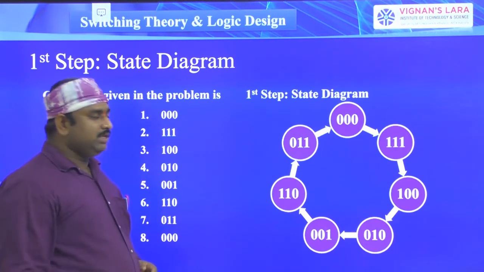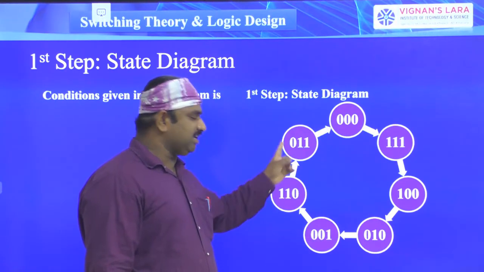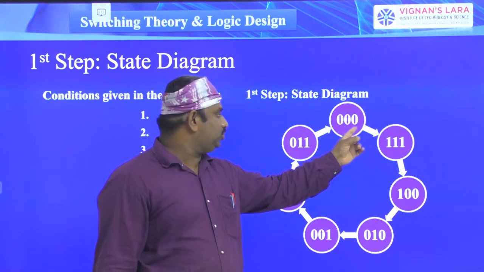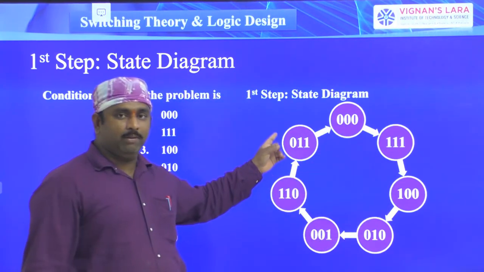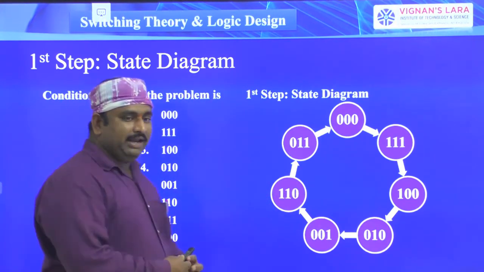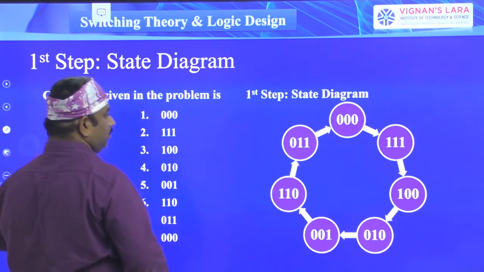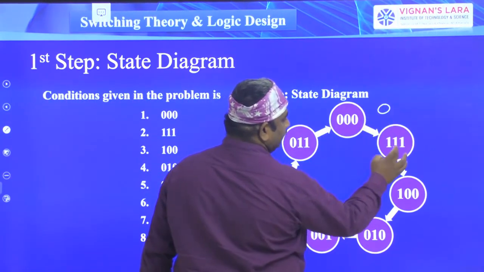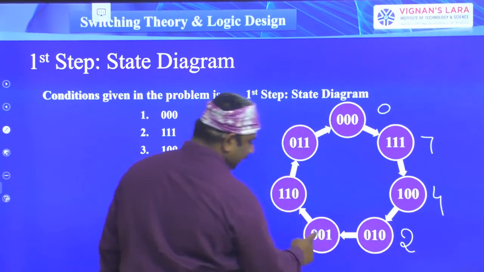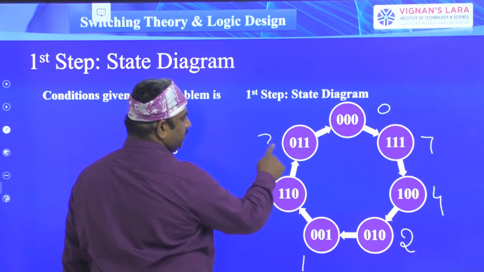So totally here we have 1, 2, 3, 4, 5, 6, 7, seven different states. It starts from 0, 0, 0 and ends with 0, 1, 1, considering the different state values here. Now let us write. This is representing 0, this is representing 7, this is representing 4, this is representing 2, this is representing 1, this is representing 6, and this is representing 3.